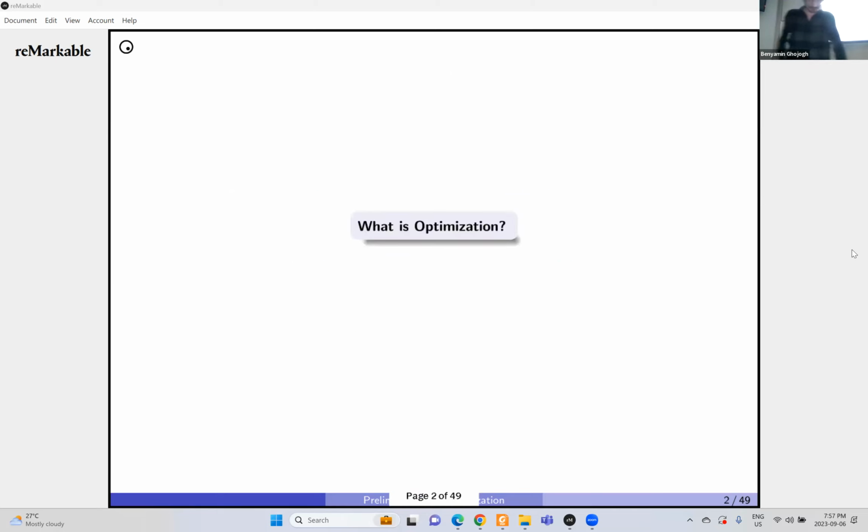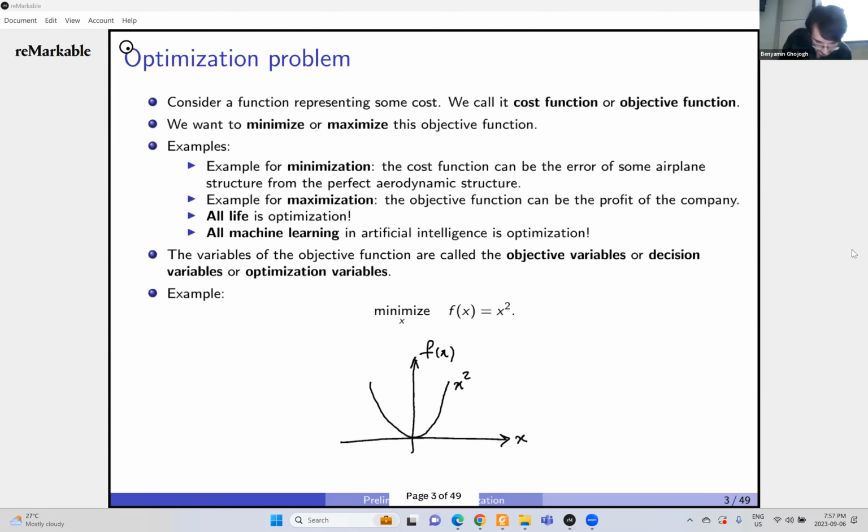Great. So, preliminaries on optimization. What is optimization? Consider a function representing some cost. We call it cost function or objective function. These are different names for the same thing. What is the cost? It can be anything. We want to decrease it, minimize it.